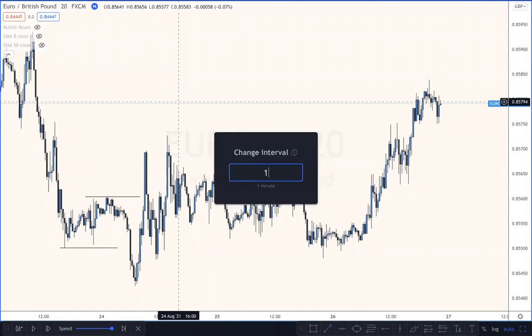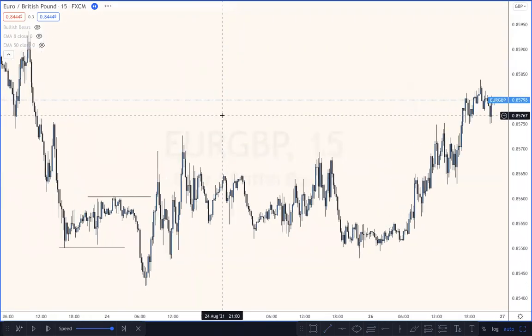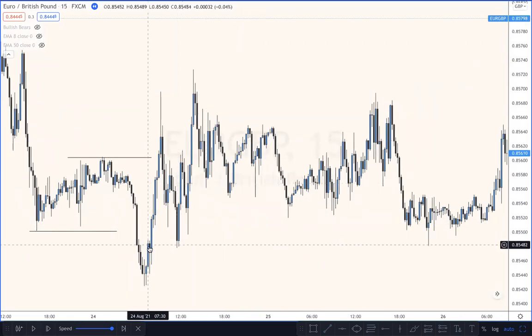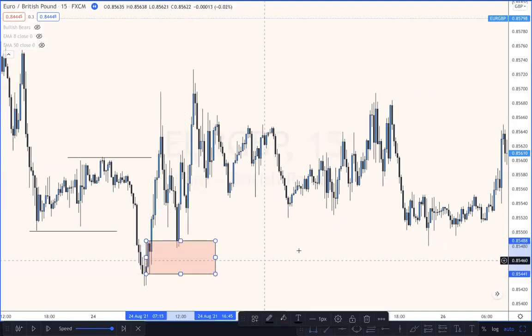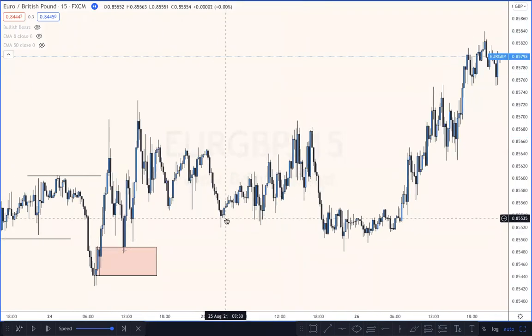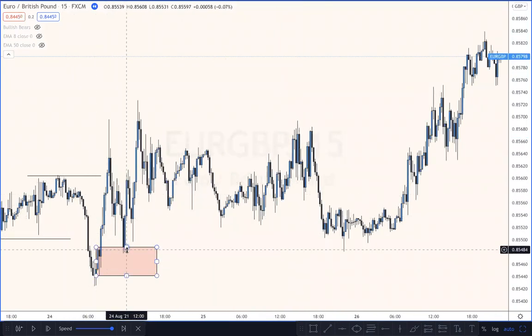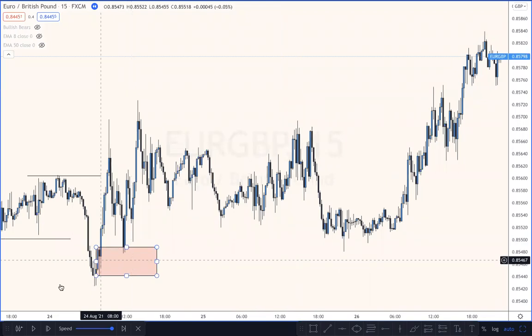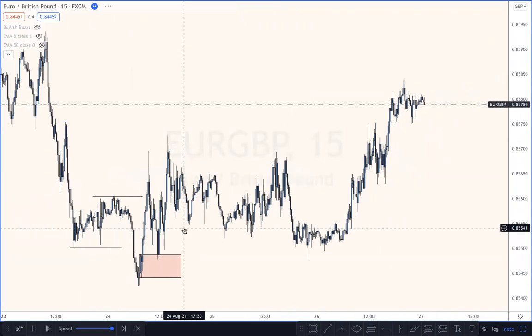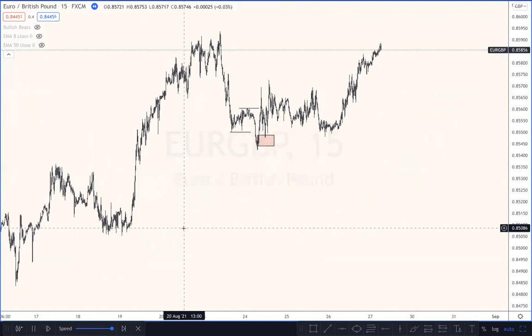Let's go down to 15 minutes. What do we have here? What is this? Another order block. When price entered the order block, did it violate it? No. The smart money works or not?